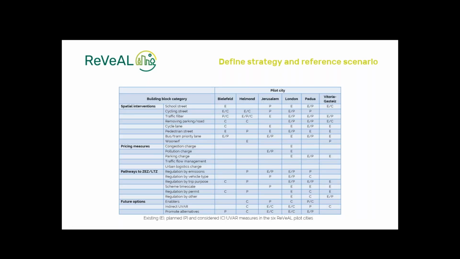So again, what we did in the first part is we looked at our pilot cities and we indicated which building blocks, and now you see the building block categories because it's more legible like this. We looked at the different building blocks to see which ones were already existent in the city, but also which ones were already planned or considered within the strategy that they were envisioning. So we did a similar exercise to see what was the specific focus of each of those cities.